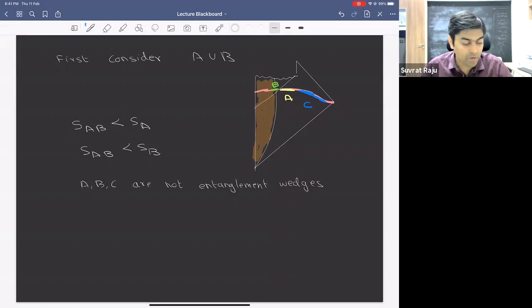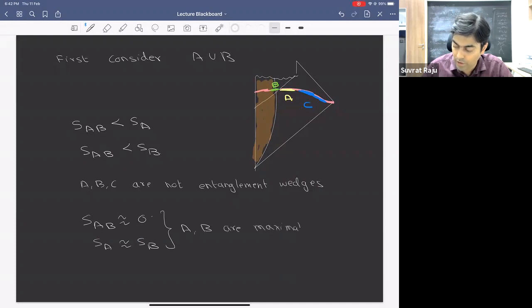Okay. So sometimes the statement that S_AB is smaller than S_A and S_AB is smaller than S_B is stated in a slightly different way. We say that the degrees of freedom in A and the degrees of freedom in B are almost maximally entangled with each other. If that is the case, we would actually like to say that S_AB is almost 0. Okay? And we would like to say that S_A is almost the same as S_B. Okay? So this is the statement that A and B are maximally entangled.